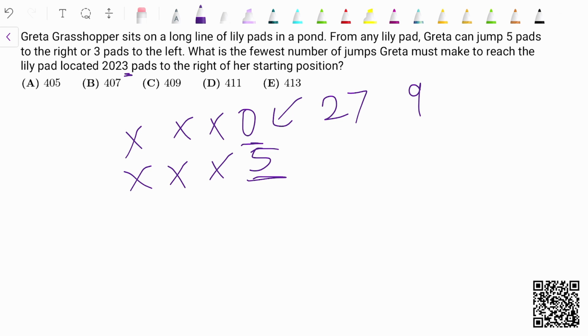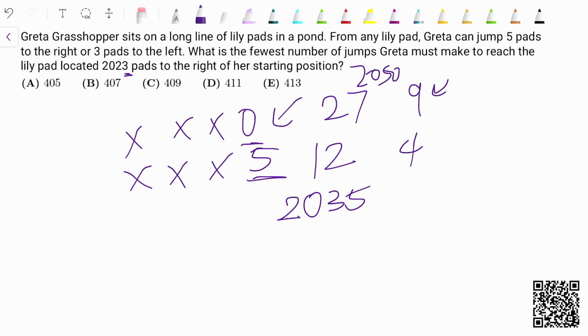Well, what about 5 then? If we have 5, we only need to move 12 lily pads to the left, which is 4 jumps, which is less than the 9. If we add 12 to 2023, we get 2035, which is indeed divisible by 5. But if we add 27 to 2023, we get 2050, which is way too big, and we're trying to find the fewest number of jumps. Greta would be taking a lot of jumps.